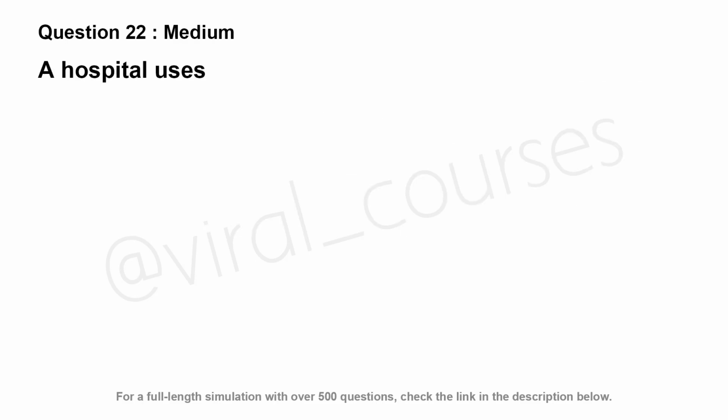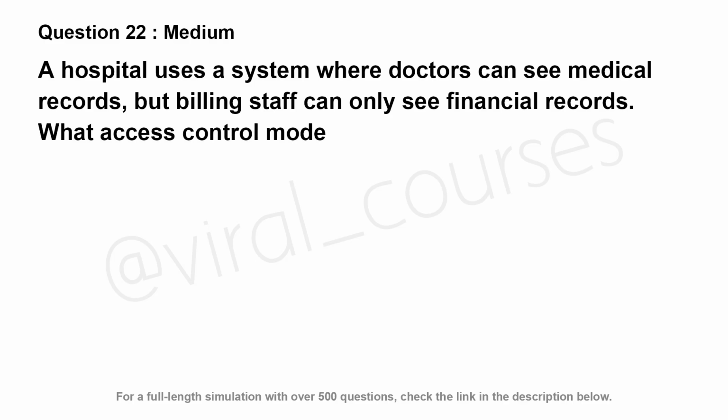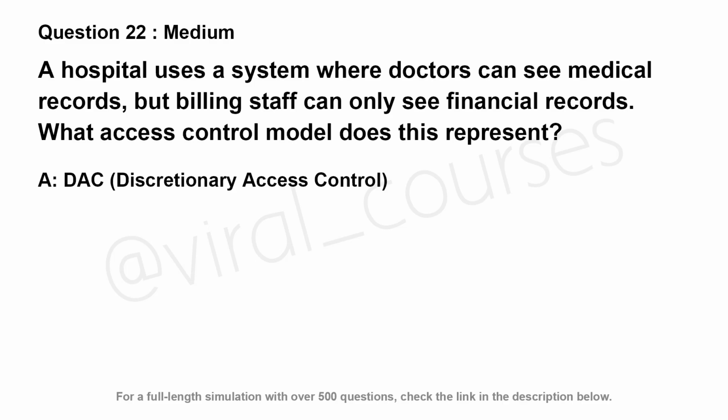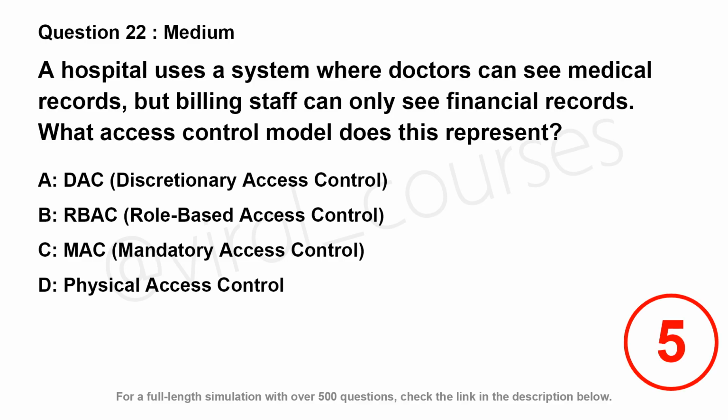A hospital uses a system where doctors can see medical records, but billing staff can only see financial records. What access control model does this represent? Option A. DAC, Discretionary Access Control. Option B. RBAC, Role-Based Access Control. Option C. MAC, Mandatory Access Control. Option D. Physical Access Control.